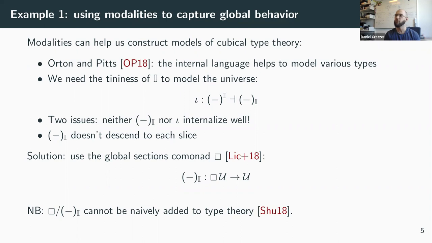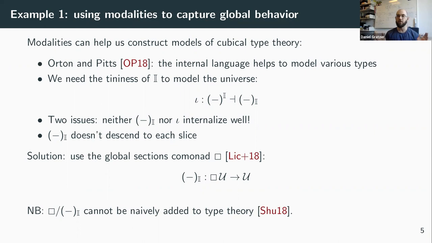And the reason why it doesn't work is something that we can sort of crystallize. In order to define the structure that we want upon the universe, we need the ability to take advantage of the tininess of the interval, namely that exponentiating by the interval has a right adjoint. So we want both the adjunction and, of course, this right adjoint to be accessible to us within the internal language. However, they don't internalize. The right adjoint doesn't descend to slices, so it doesn't induce a map from types to types. We can't just include it as a type former.